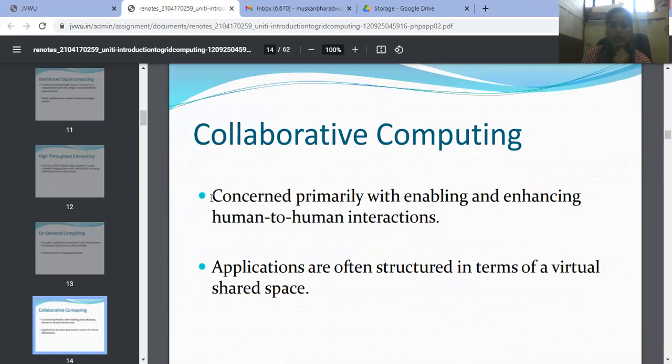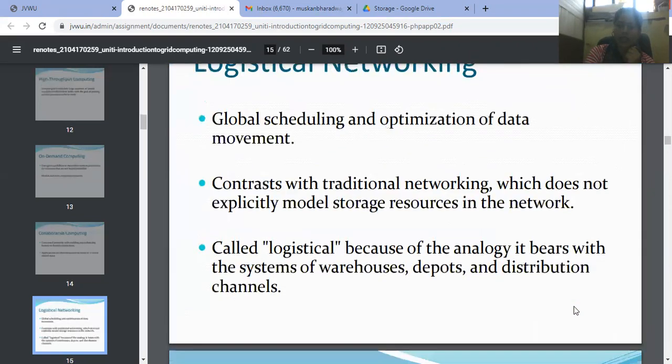Collaborative computing is concerned primarily with enabling and enhancing human-to-human interactions, or system interactions. Whatever applications you are using are often structured in terms of shared spaces, isn't it?